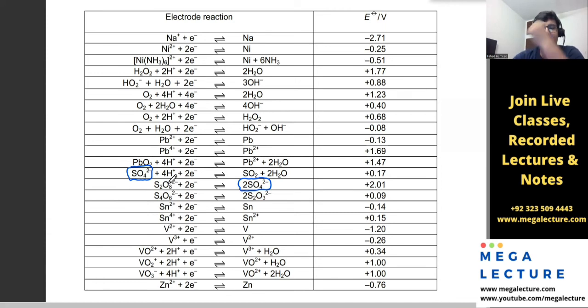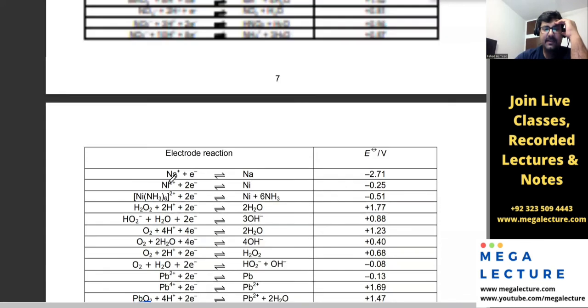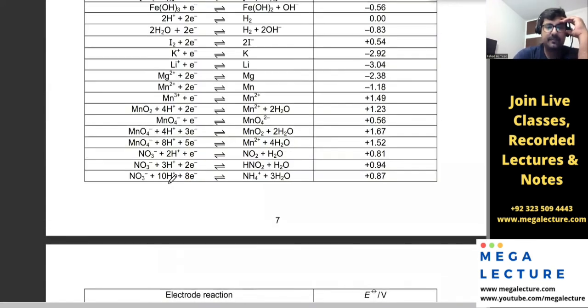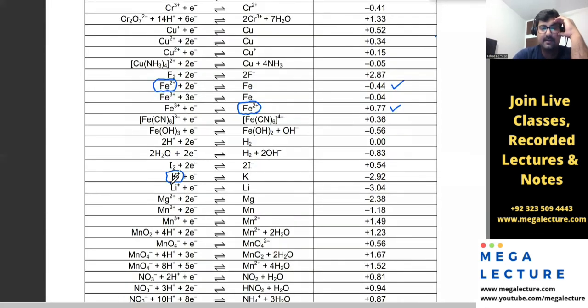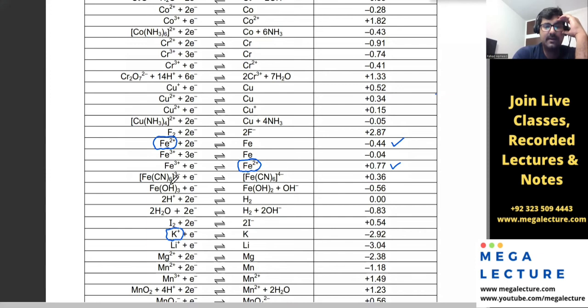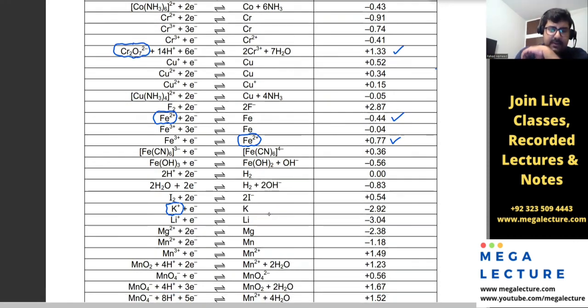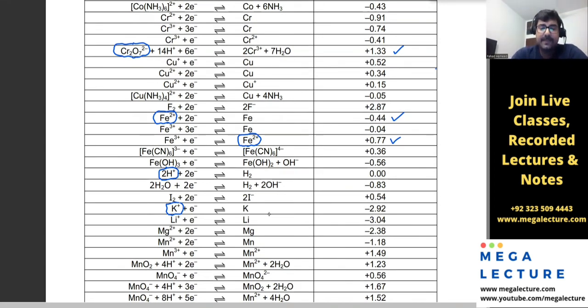Potassium dichromate, potassium K plus 1, right? Where's K plus 1? Only one reaction, so only one possibility for K plus 1. Then you have Cr2O7 2 minus, right? So where's that? Just one reaction, Cr2O7 2 minus. And you had H plus 1 as well, right? So let's write an equation for H plus 1 as well. That's H plus 1 can change into H2 as well.